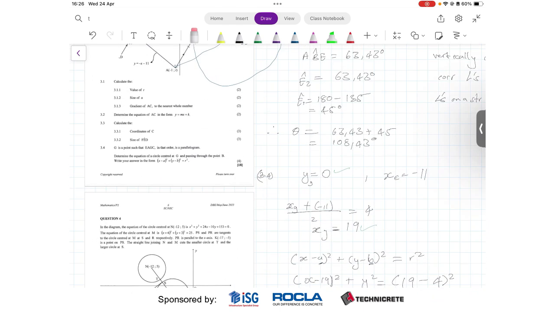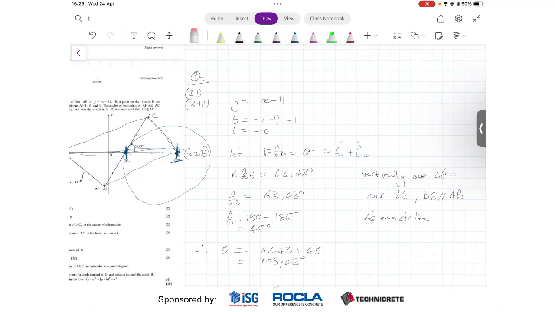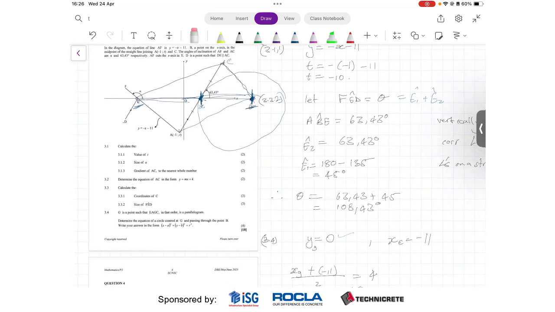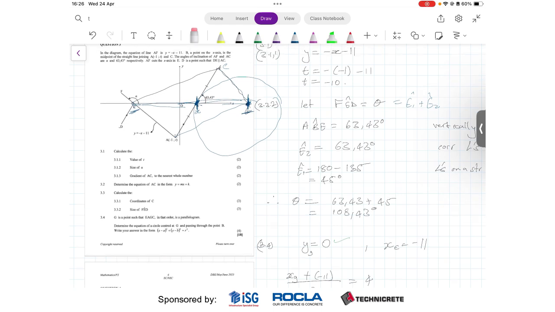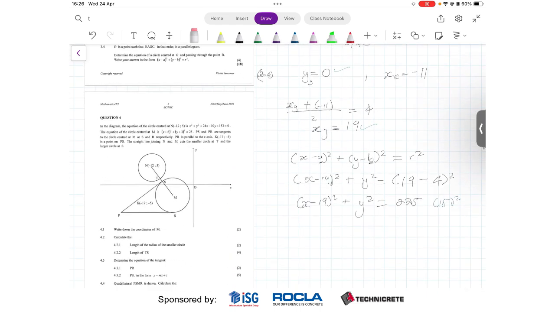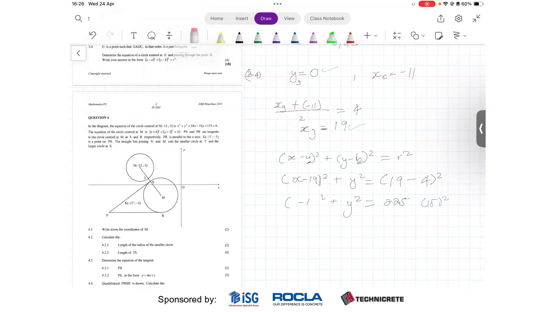Be very, very careful, especially when it comes to questions dealing with angles. Sometimes you might need to find the reference angle first, as we saw in the case of 3.2.2. So yeah, otherwise that is all from question 3. Moving on to the next question.